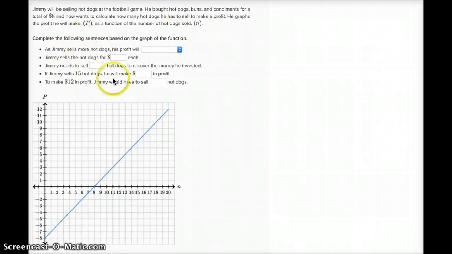Alright, so now we have a number of questions we want to look at here. So, as Jimmy sells more hot dogs, his profits will increase. As we see here, the graph is going up. So if N on the x-axis is the number of hot dogs sold and the y-axis P is profit, as he sells more hot dogs, the profit goes up. So that means we have an increase.